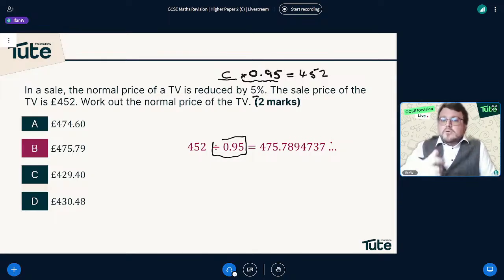475.789473, blah, blah, blah. Money is always to 2 decimal places. So round. And that is why the answer is £475.79. Even though this is an 8, there's a 9 next door.